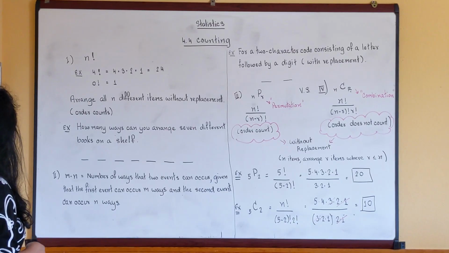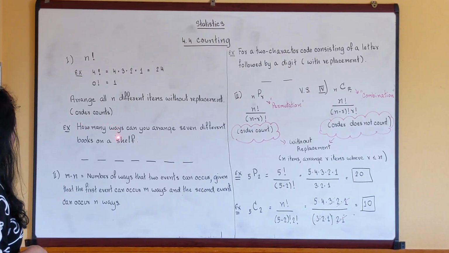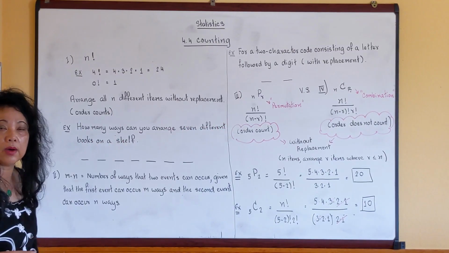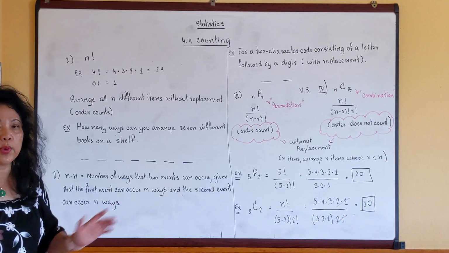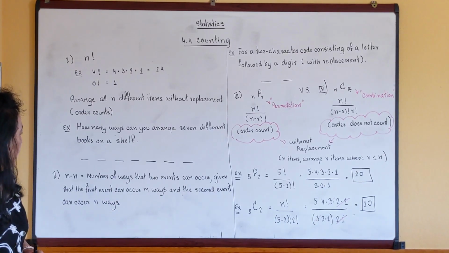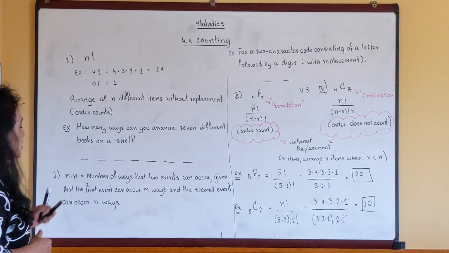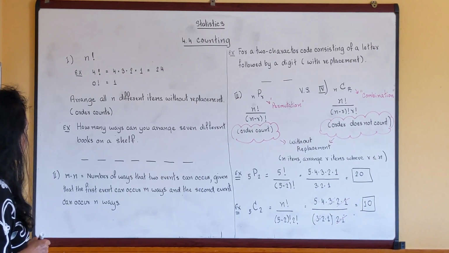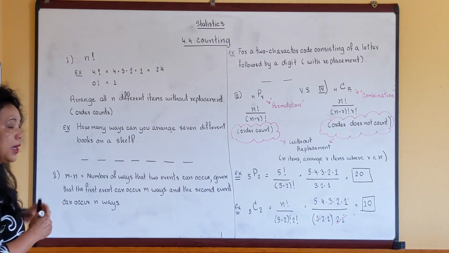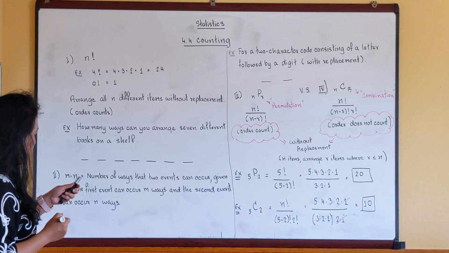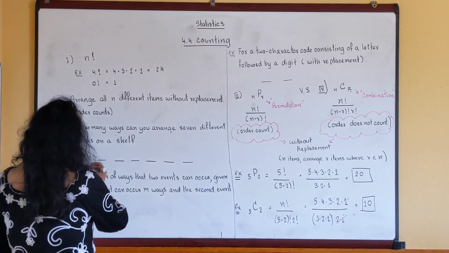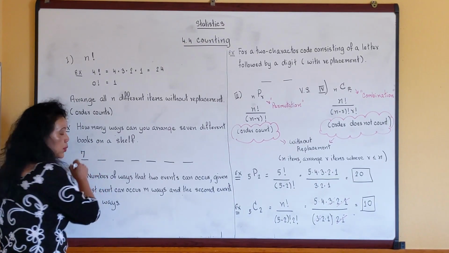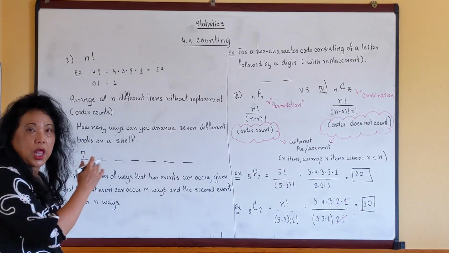So let's look at our example. How many ways can we arrange 7 different books on the shelf? So you have 7 books and you want to put them on the shelf. So how many ways can you put them? We're going to use this one. Let me explain how you use this one. You're going to put the first one on the shelf. Since you have 7 different books, there are 7 ways you can put the first one on the shelf, the first slot.